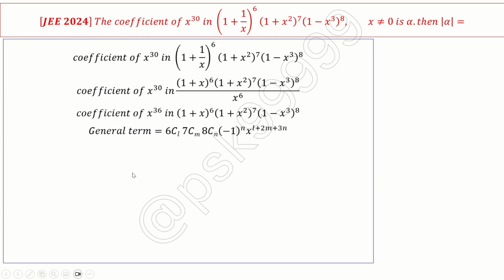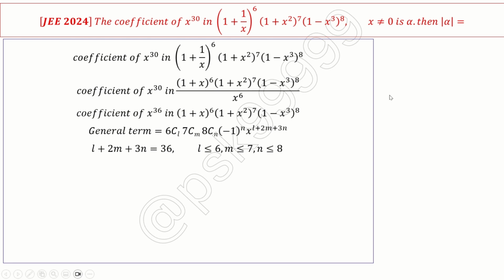Correct? What are the conditions? Just put the conditions here. l plus 2m plus 3n should be 36. Correct? I am looking for the x to the power of 36 coefficient, so 36. Now l is less than or equal to 6, m is less than or equal to 7, n is less than or equal to 8. Okay, now these are the conditions.